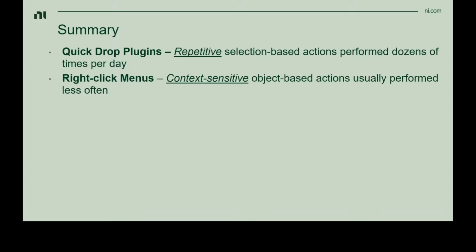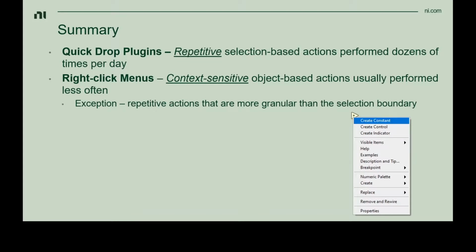Now, there is one exception to that. If you've got something that's repetitive, but you can't restrict it to a selection boundary, then you might need to use a RightClick plugin. And the example for that is given in the slide here. You cannot select a terminal on a function. Like if I've got an add function on my block diagram and I want to select just the bottom input terminal, I can't do that. When I click on add, it selects the whole node.